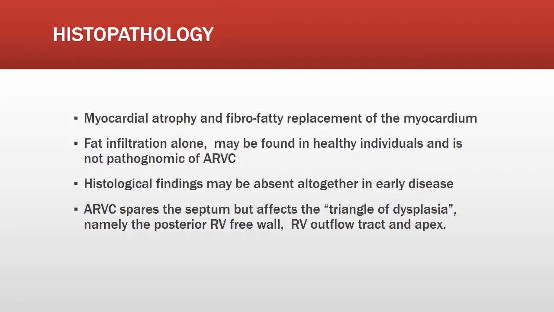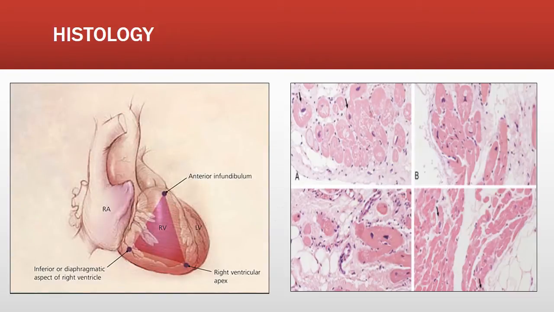ARVC often spares the septum, but affects the triangle of dysplasia, which involves the posterior right ventricular free wall, the right ventricular outflow tract, and the apex. This is an image showing the triangle of dysplasia. And histologically, what you will find is basically increased adipocytes and also fibrosis and decreased myocytes.